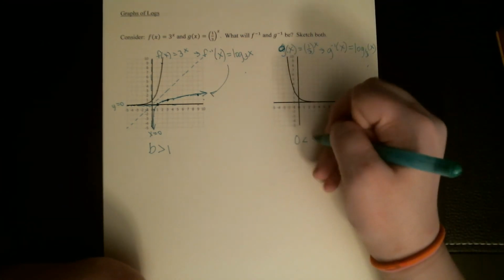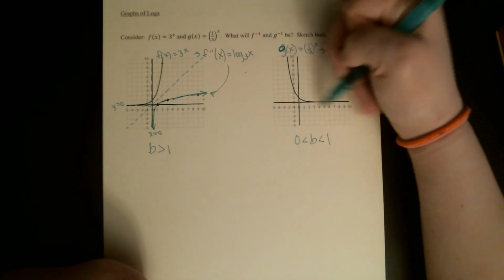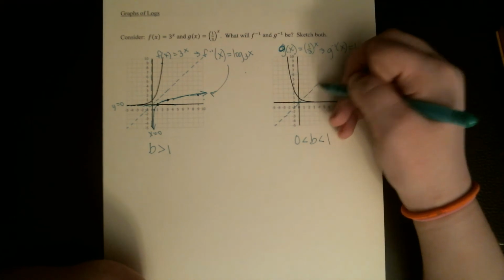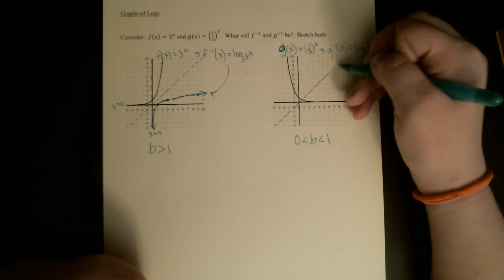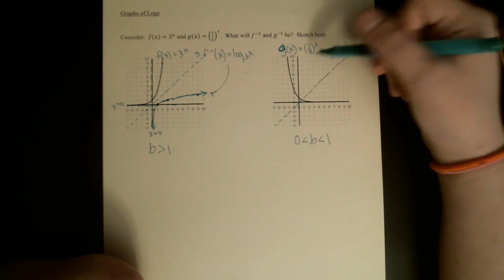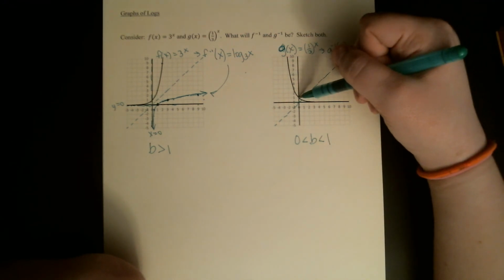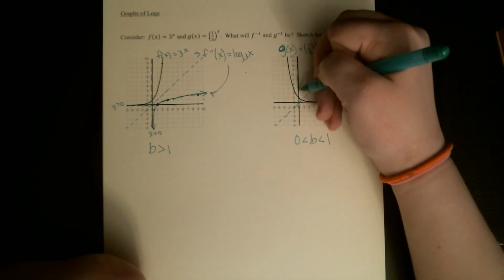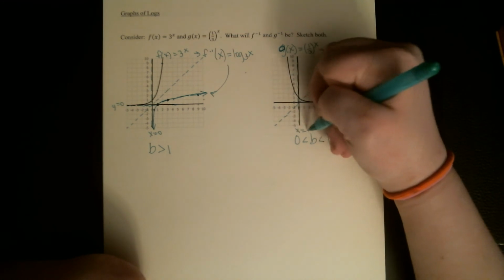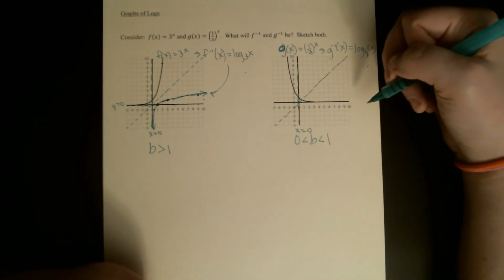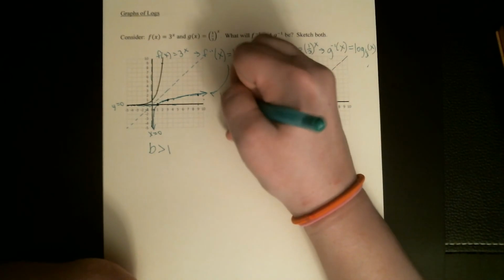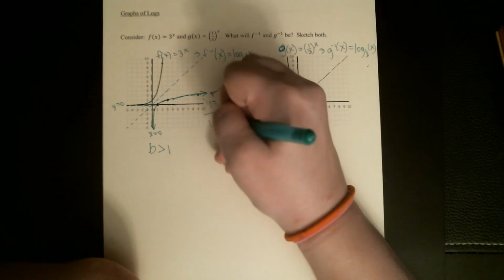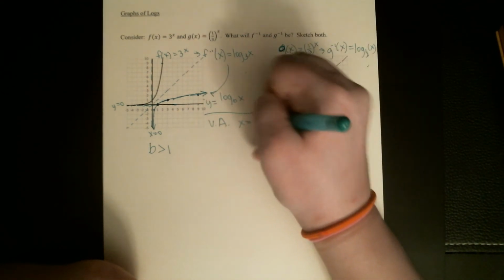For bases between 0 and 1, we get this exponential decay shape, which will have a related but not the same log graph to go with it. So the 1/3 to the x goes through 0, 1 as well. It has a horizontal asymptote at y equals 0, which means the log will have a vertical asymptote at x equals 0, just like before. So actually, it turns out that no matter what your base is, log base b of x has a vertical asymptote at x equals 0, always.